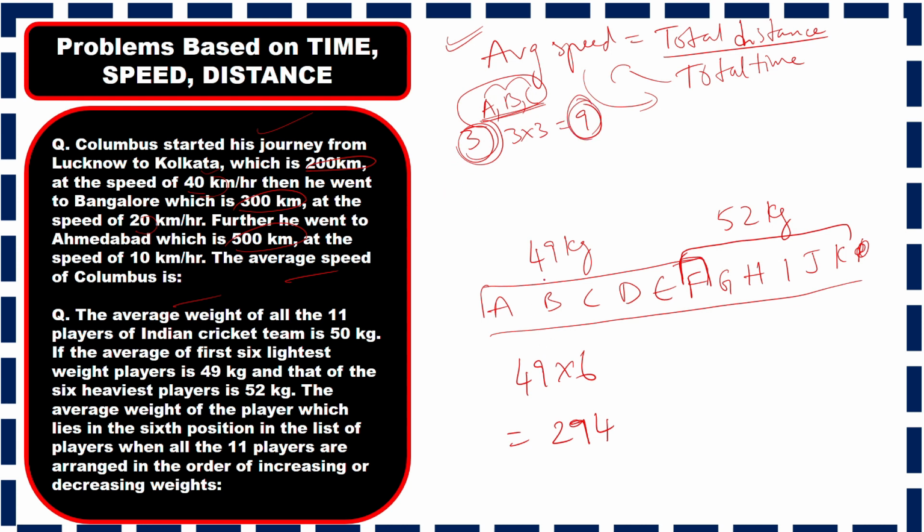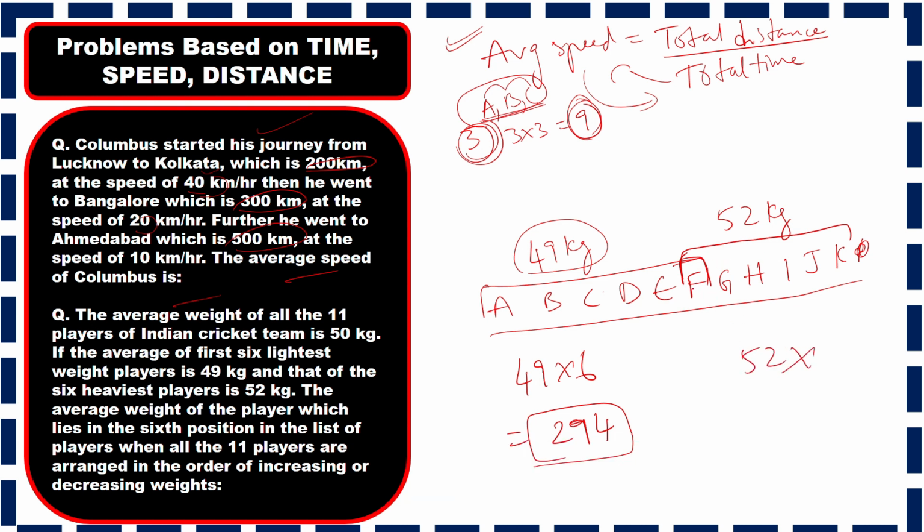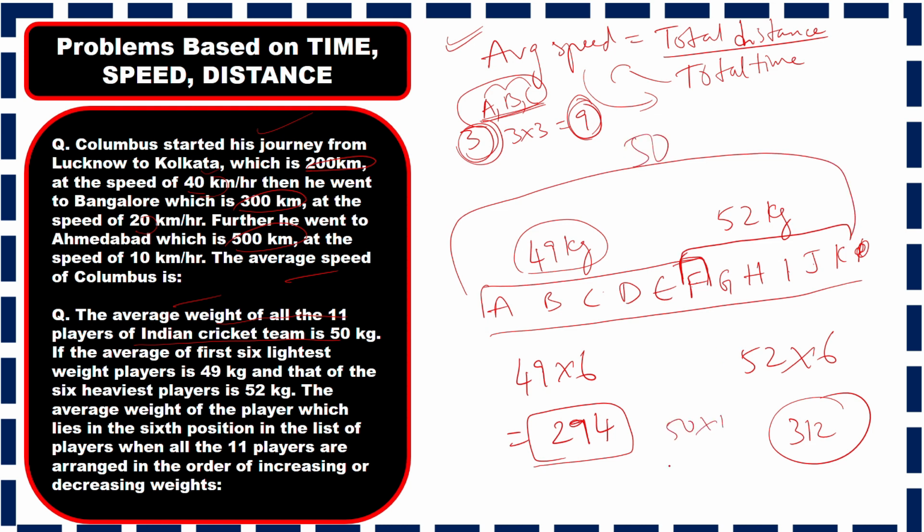In this case, the average is 49. We are multiplying with the total number of candidates, 1, 2, 3, 4, 5, 6 candidates. So the total weight is 294. In this case, what is the total weight? 52 into how many candidates are there? 1, 2, 3, 4, 5, 6, 6. So the total weight here is 312. And we are also given the average weight of all the 11 players is 50. So all the 11 players' average weight is 50. Then total weight is 50 into 11, that is equal to 550, right?